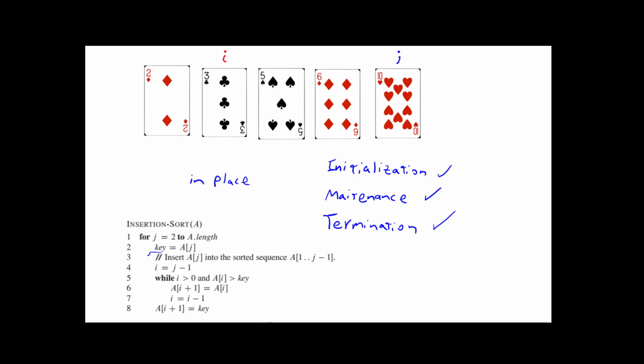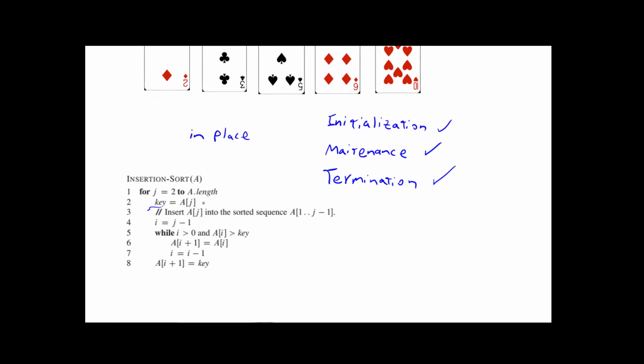Another terminology of this chapter is object. Here, for example, A is an object and its length is its attribute. A is our object and A.length is one of its attributes.